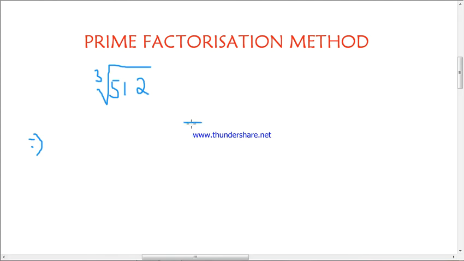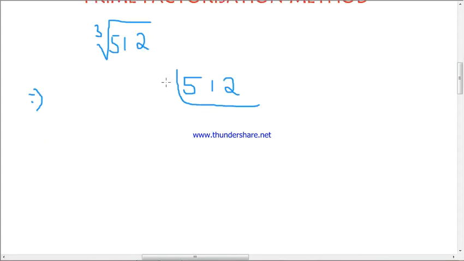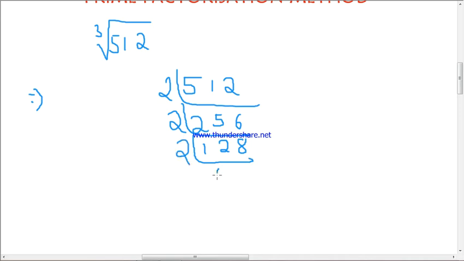512. Let's use the prime factorization method. Let's start with the lowest number, that is 2. 2 into 2 equals 4, carry over 1. 2 into 5 equals 10, carry over 1. 2 into 6 equals 12. Let's continue. 2 into 1 equals 2. 2 into 2 equals 4. 2 into 8 equals 16. Next, 2 into 6 equals 12. 2 into 4 equals 8.